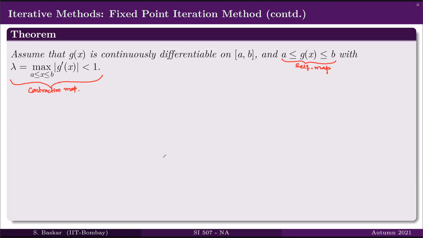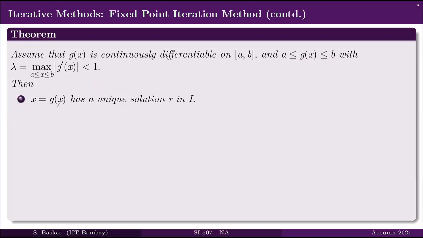Now let us see the conclusions. The first one is that the function G has a unique fixed point in the interval [A, B]. So we denote the interval [A, B] by I, and G having a unique fixed point is equivalent to saying that this equation x equal to G of x has a unique solution R in the interval [A, B]. Because if you put R equal to G of R, it means R is precisely the fixed point of the function G, right?